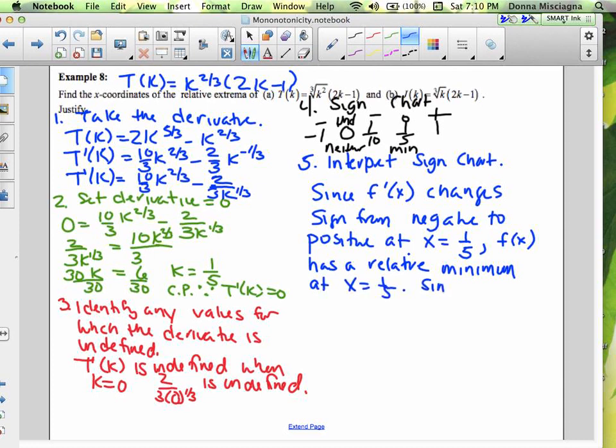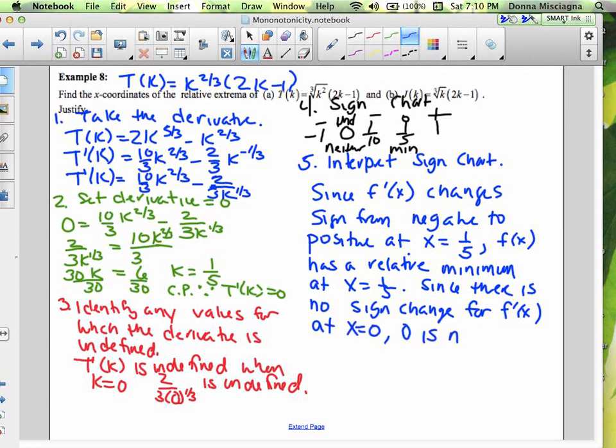Since there is no sign change for f prime of x, should probably say that, we're talking about f prime of x, there's no sign change of it for f prime of x at x equals 0. 0 is neither a relative max or min.